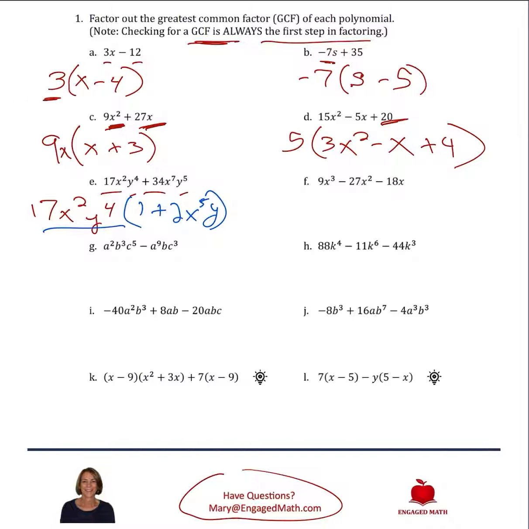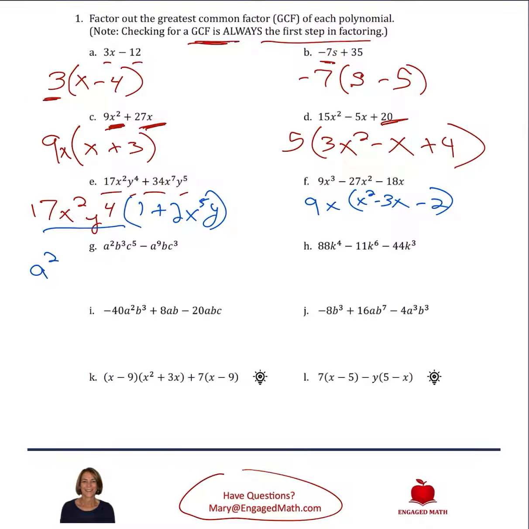Okay, let's look at the next one. We're going to take a 9 to the outside. This time we can take out an x. So a 9x, and inside we have x squared minus 3x minus 2, and we're done. Okay, the next one, we can take out an a to the 2nd. That's the highest degree that occurs in both terms.